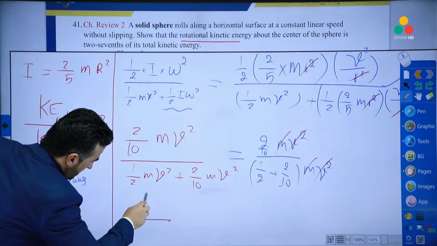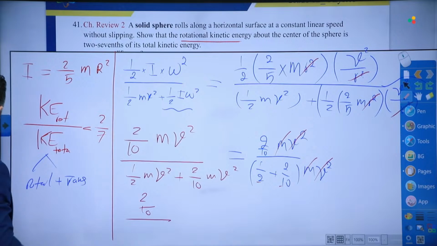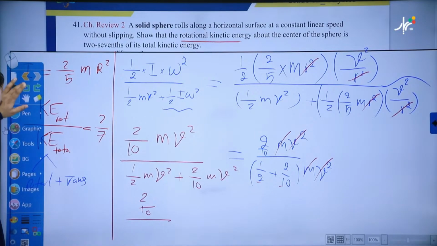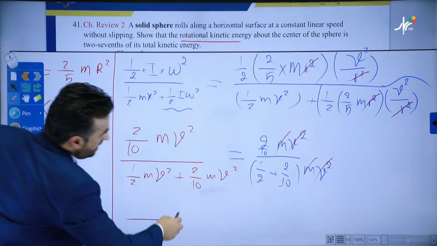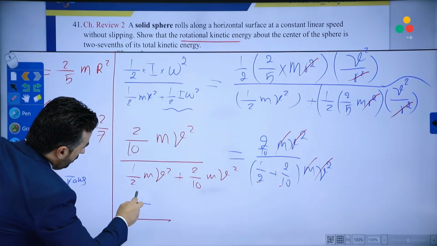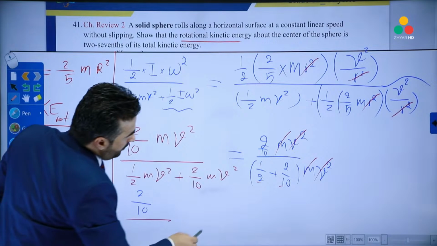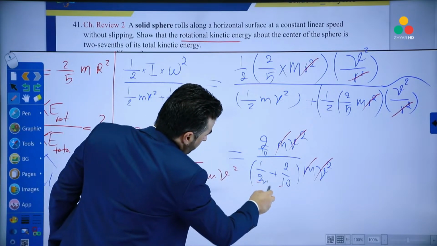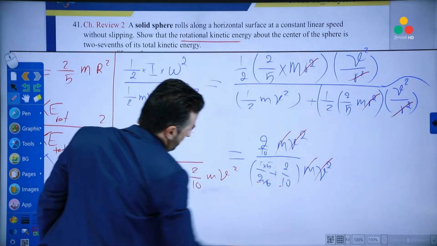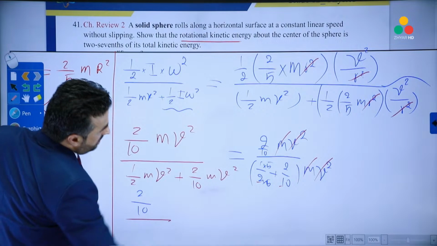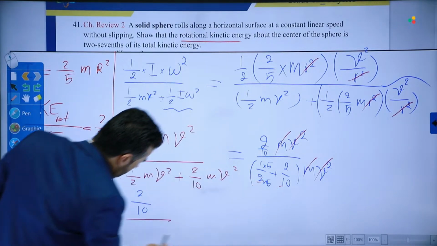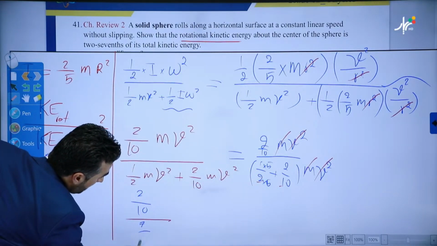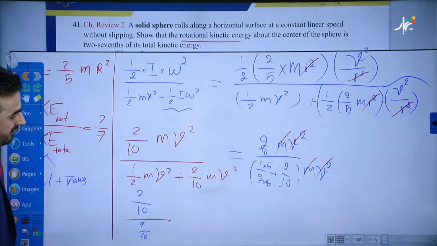So let's keep this the same, 2 over 10. Let me use color so you can differentiate between the two. All right, and let's use blue. So in this case, what do we have? We have 2 over 10. And by the way, find the common denominator, that is going to be 5. In this case, 1 times 5, that is 5, plus 2, that is going to be 7 over 10. All right, 7 over 10.